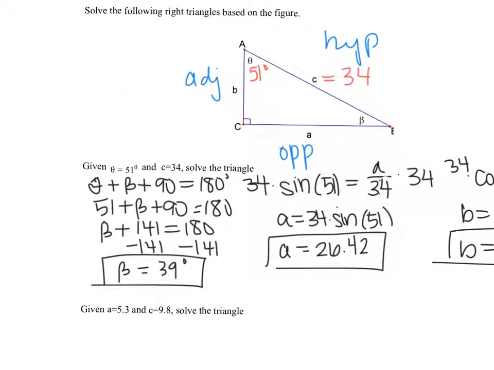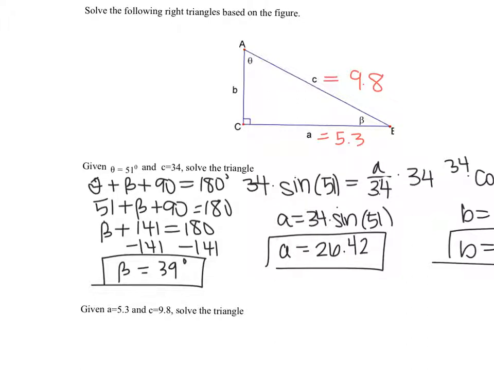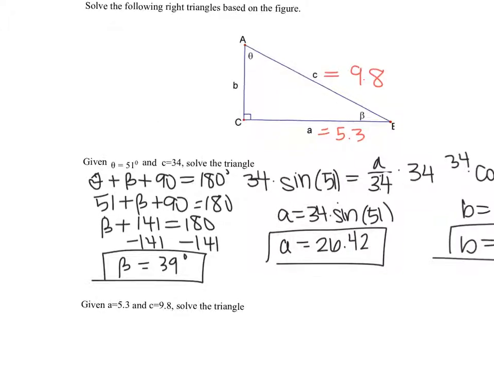So our second example says that given a is 5.3 and c is 9.8, we're going to solve the triangle. So I'm going to relabel my picture. So a is 5.3 and c is 9.8. Because I'm given two side lengths to start out, we're going to use the Pythagorean theorem first.